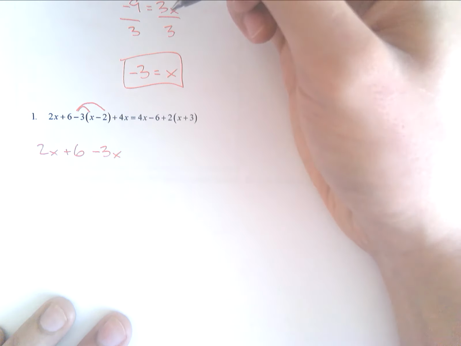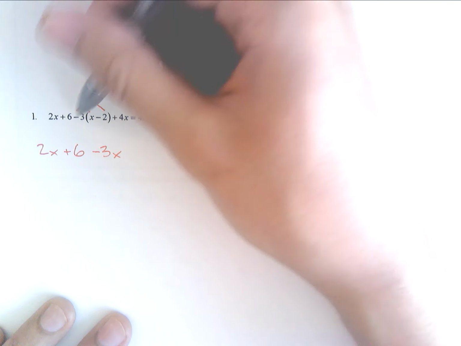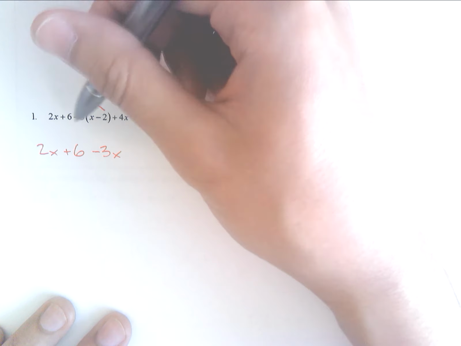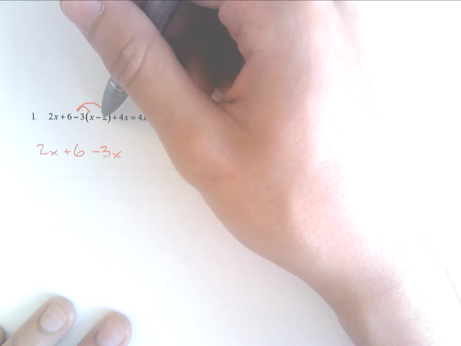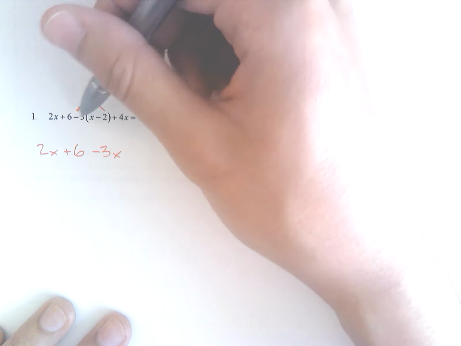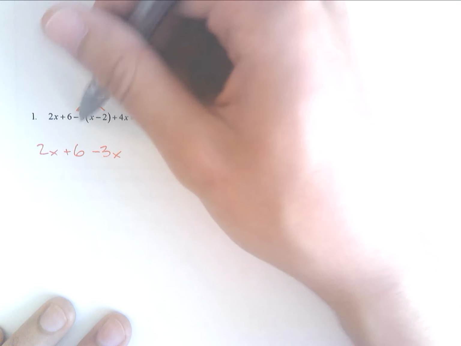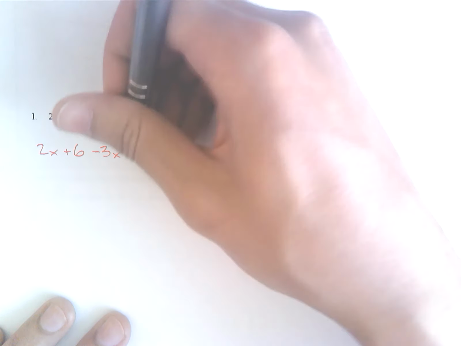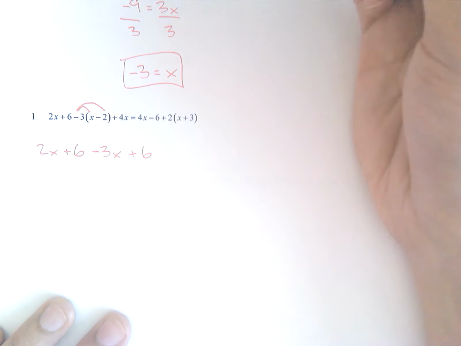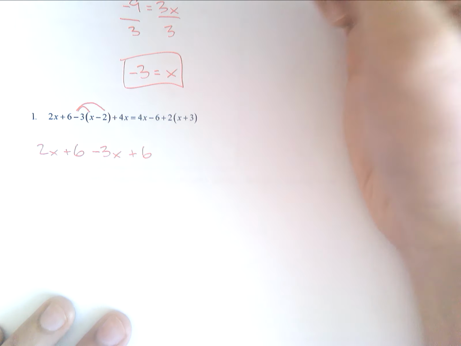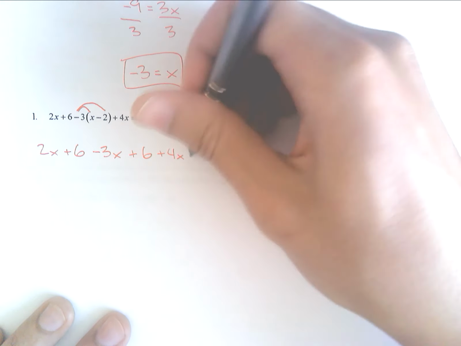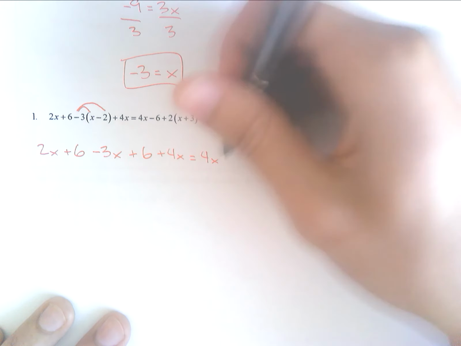And then we have negative 3 times negative 2. So this negative tags along with the 2. So negative times a negative is a positive, and 3 times 2 is 6. So this negative 3 times negative 2 gives us positive 6. So plus 6. And then we'll bring down the rest. So plus 4x equals 4x minus 6.